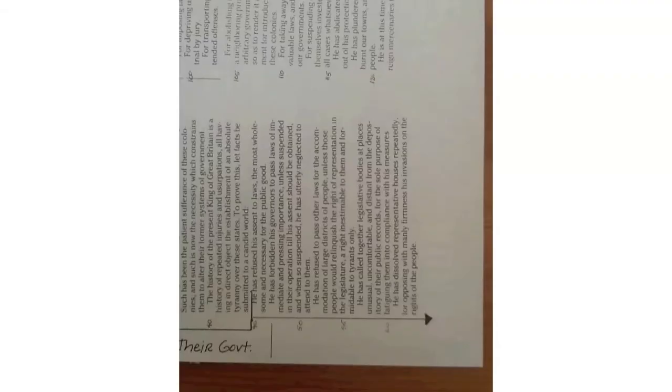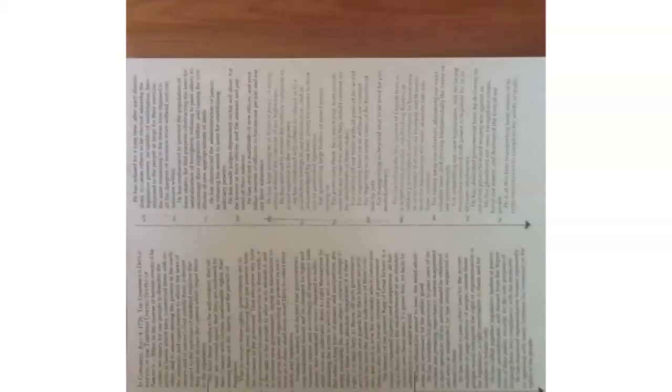Next, we have the best part of the document, if you ask me. This is going to be the second body paragraph, and this is where Jefferson's going to go after the king and go after Parliament. So you're going to draw a line from line 45 down to the end with an arrow. This line is going to continue on to the second column.